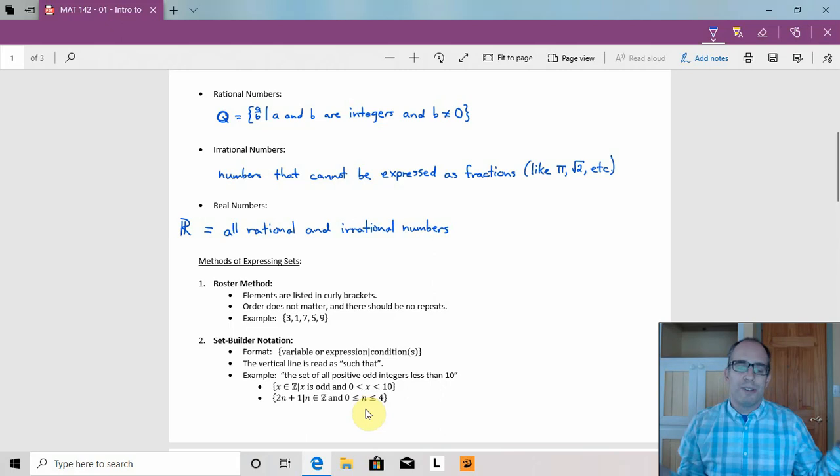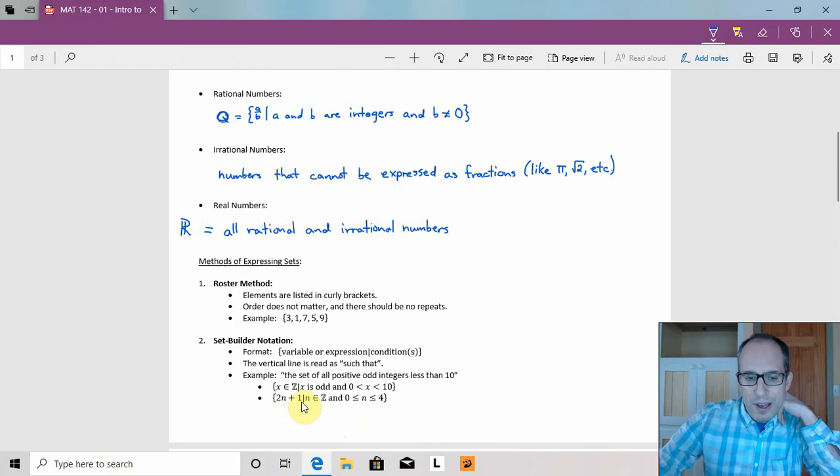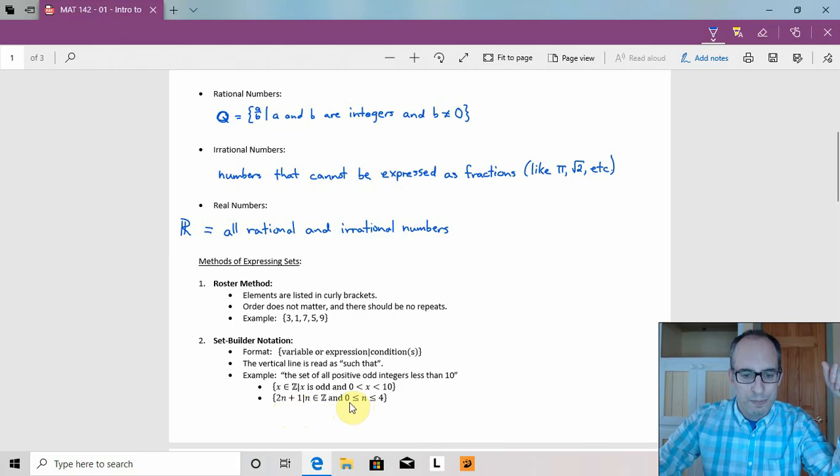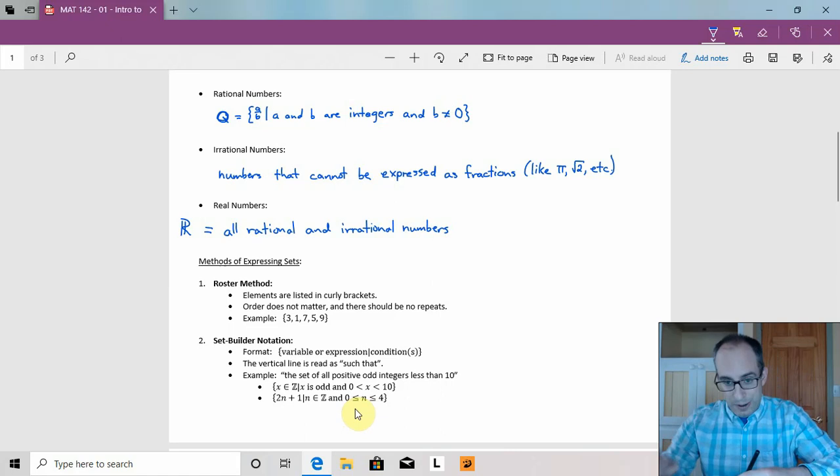So 2n plus 1, just looking at this, if we want to get 1, we get that if n was 0, right? If n's 0, you get 2 times 0 plus 1, so that's 1, right? So that's why I've got the 0 as one endpoint here on this compound inequality. And then how do you get the 9? Well, I don't have this written in, but I can kind of write it in off to the side over here.